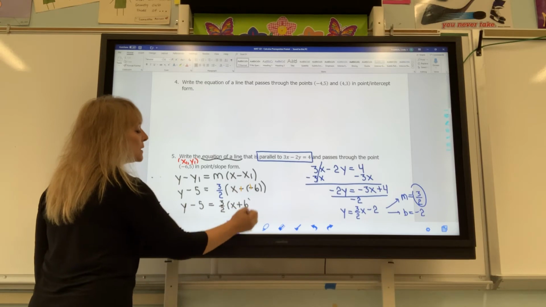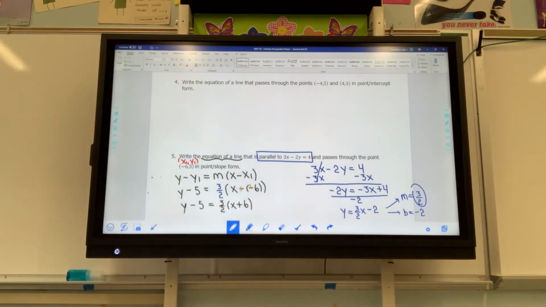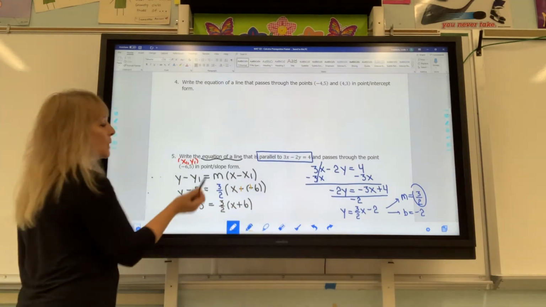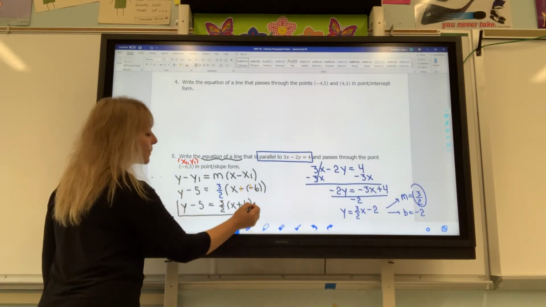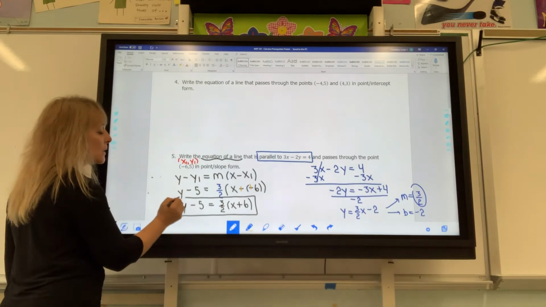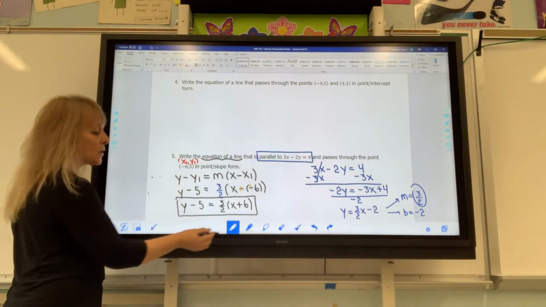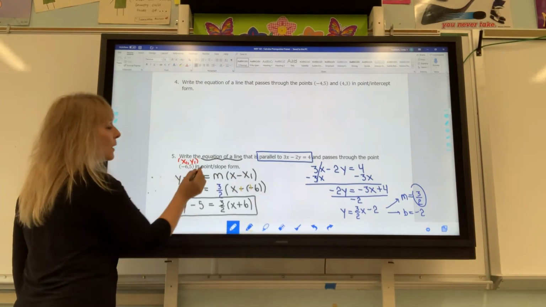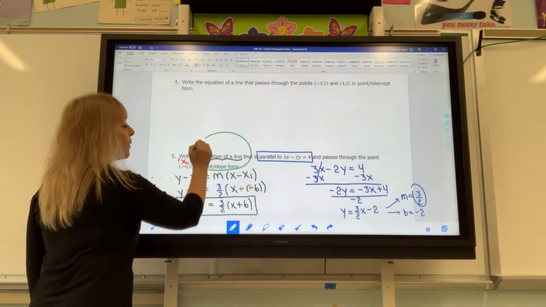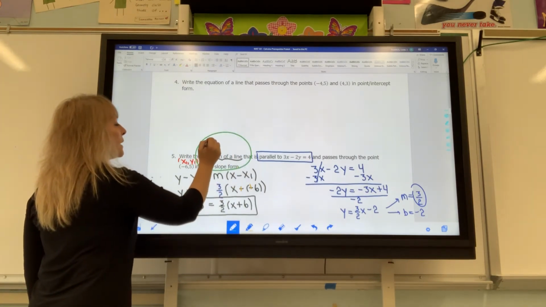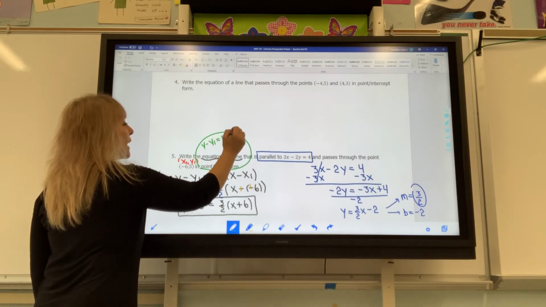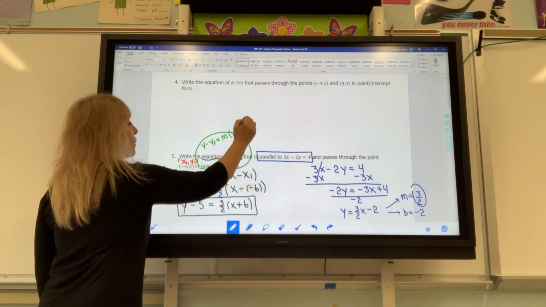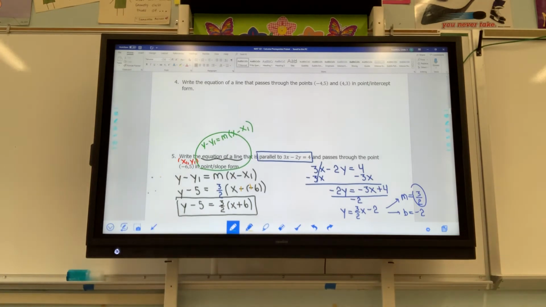And then I look to see what type of form they want me to leave it in. And it says point slope. This is the point slope form. So I'm going to write it in green so that you know you're done with question 5. But just so that you know, the point slope form is the y minus y1 equals m parentheses x minus x1 form. So make sure that you know that.